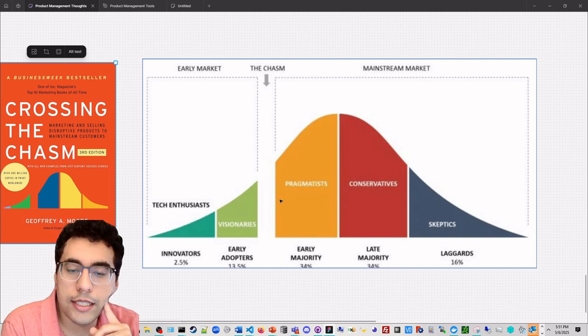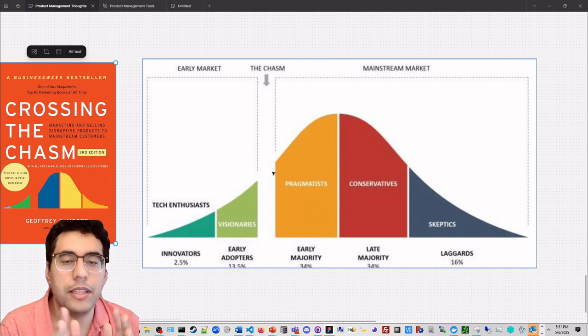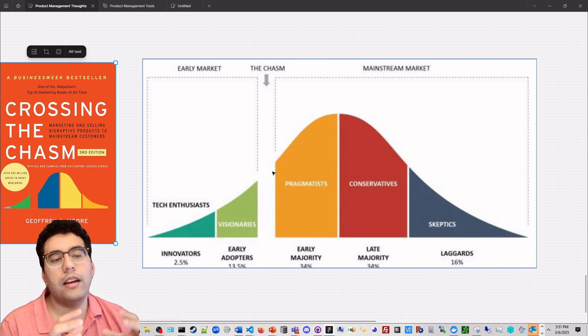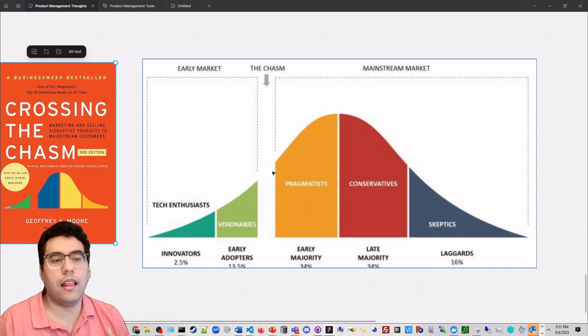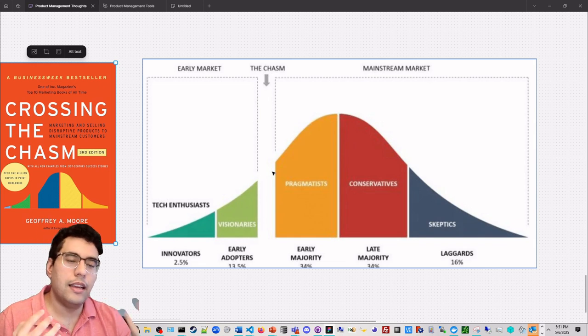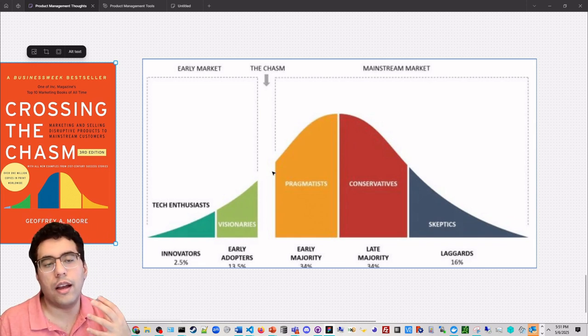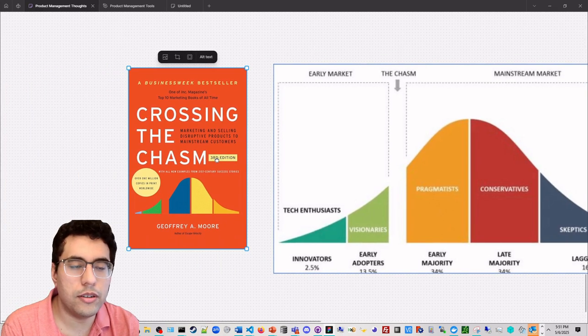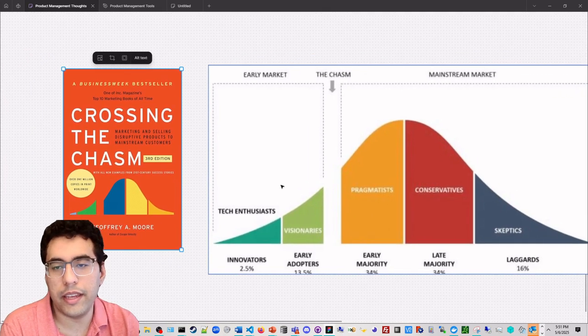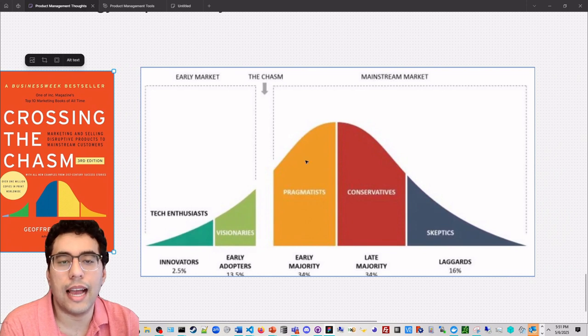But what happens here is that when you go to sell to pragmatists, there's this chasm and there's a disconnect. Around the product you build, you have a core product, and you need supporting elements of that product. Think training, customer support, use cases. There's a lot more you can go into about this book that I think I'll make a few videos on about the chasm and crossing the chasm.